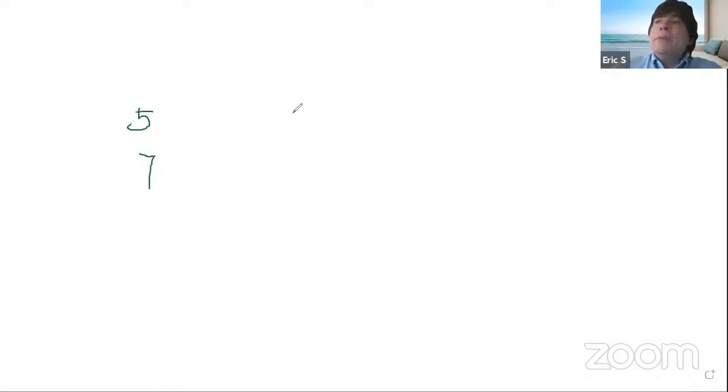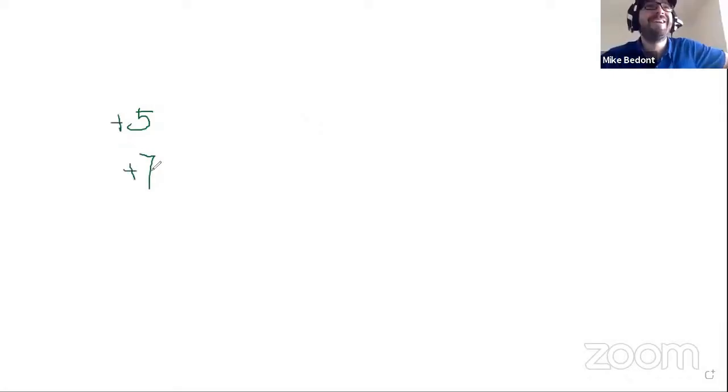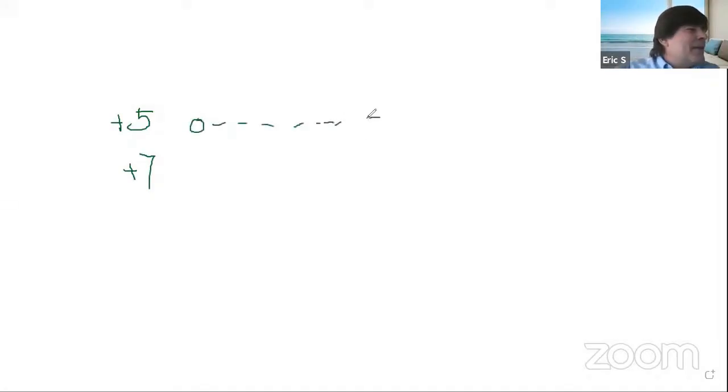So let's make believe you have a 64-bit computer, okay? If you have 64-bit integers, I'm not going to write out all 64 bits, but I'll just write 0, 0, and then all the way down to the binary representation of, let's say, a 5, and then 0, 0, all the way down to a binary representation of a 7.